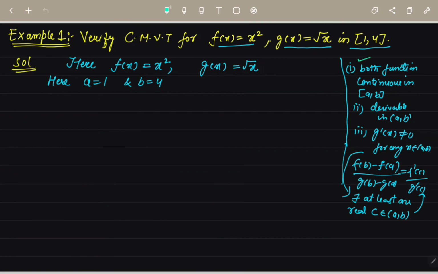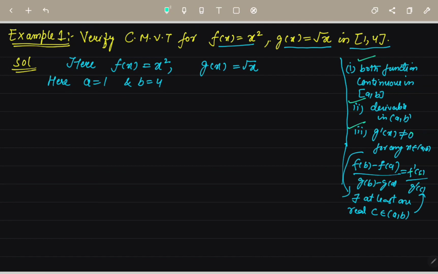That is, first condition is both the functions are continuous in the closed interval [a, b], both the functions are derivable in the open interval (a, b). Similarly, g dash x should be non-zero for any x belonging to the open interval (a, b). Then there exists at least one real number c in this open interval (a, b) such that f of b minus f of a divided by g of b minus g of a is equal to f dash c divided by g dash c. Now I use these properties and solve this question.